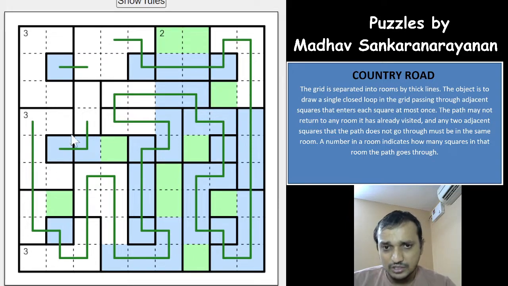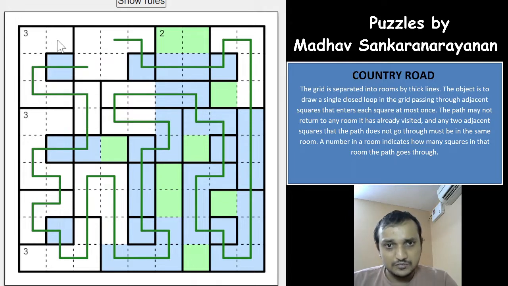The moment you use at least 3 cells, this loop segment will either come down or go up, and you will have 4 cells used, which means this cell will be used and 3 cells are done. Both of these are green, so this is also done. This will go up, and if this is a green, this will go up, and with that we solve this puzzle.